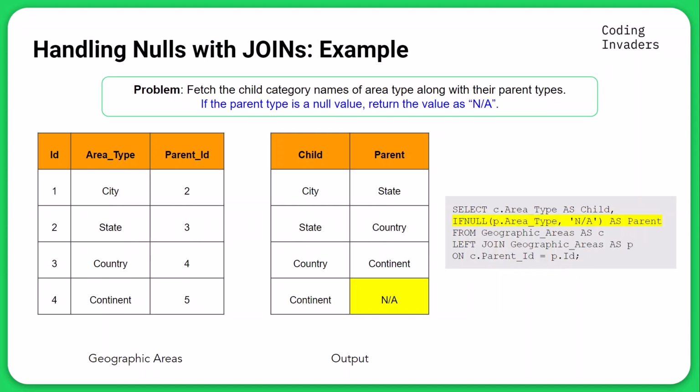Well, let's introduce the if-null function. Select c.area_type as child, which is the same as the previous one. The only change is the next column which we are picking up in select. It says if null, if the column p.area is null, then populate it with n/a and present it as the parent column. From geographic area C, left join with geographic area P, and on which columns are we joining? C.parent_id equals P.id. So wonderful. Let's now see the output on Metabase.